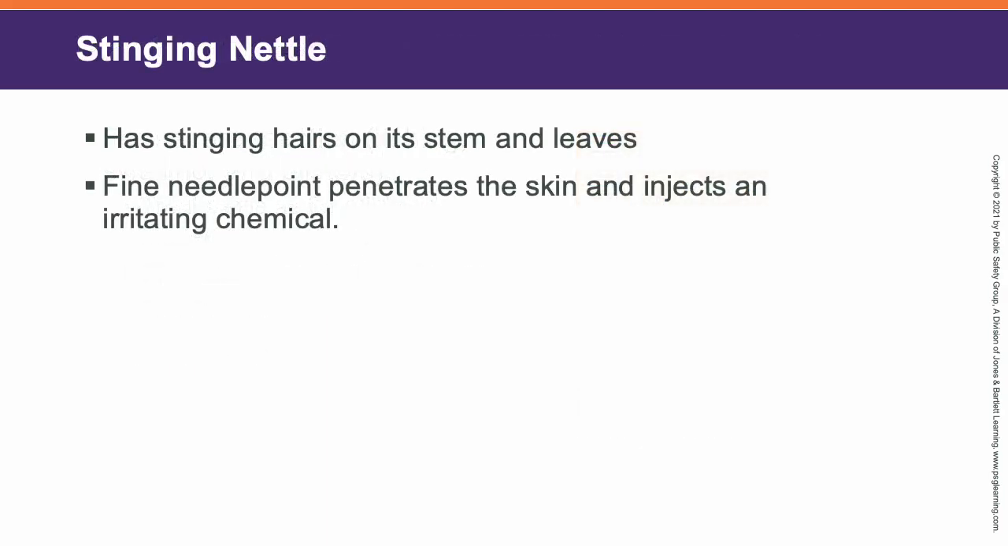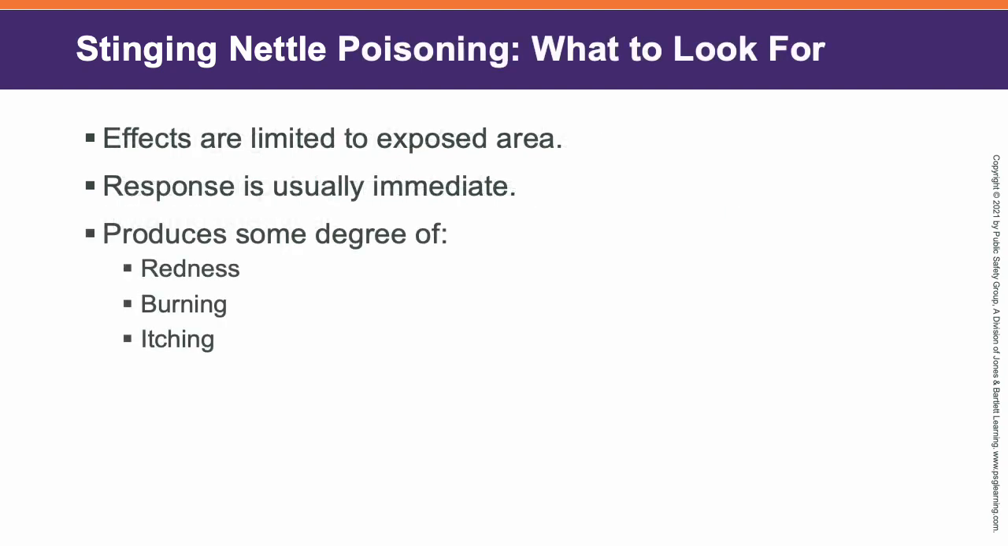Another type of poisonous plant, stinging nettle. We do have stinging nettle around here. It has leaves with little hairs on it that it's kind of like a cactus. The needle point hairs will penetrate the skin and inject an irritating chemical. Typically, the effects are really only limited to the area of your body that touches it. The response is usually pretty quick. It hurts right away. It's not like a slow process. It can produce a little bit of redness, burning, and itching.